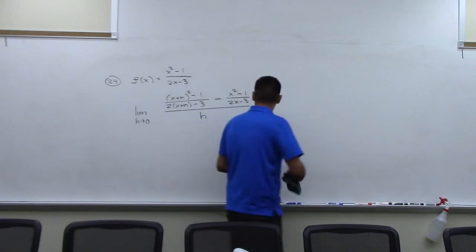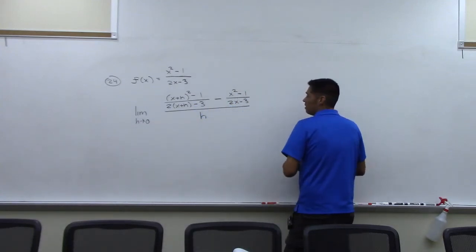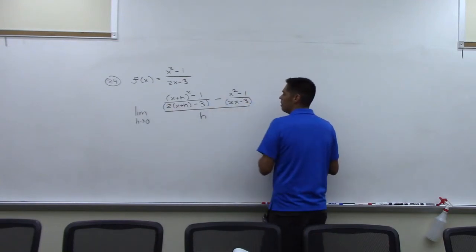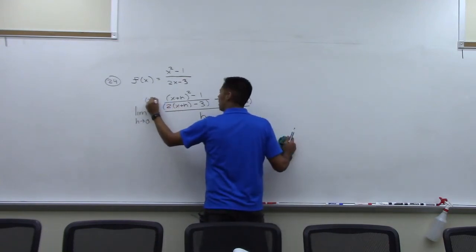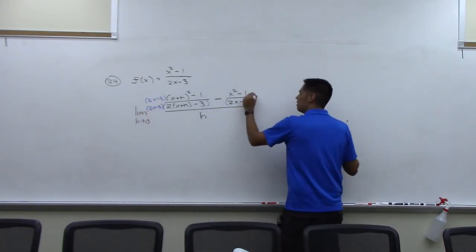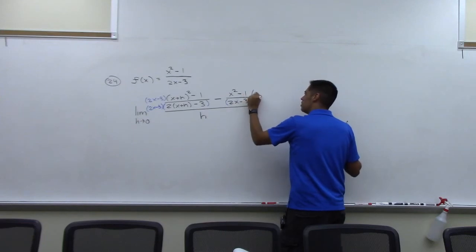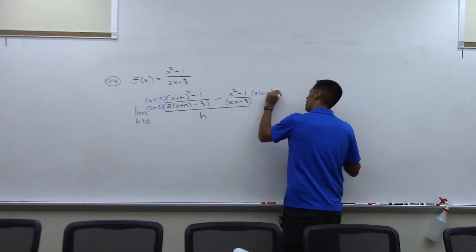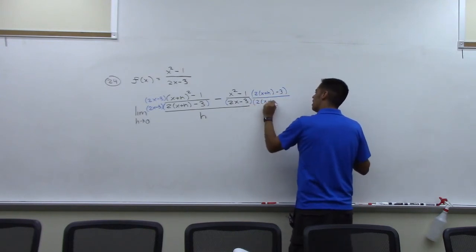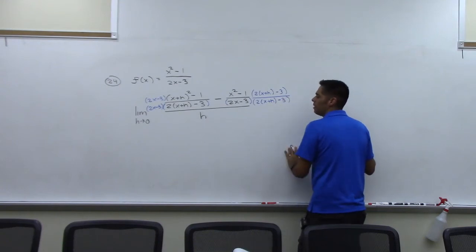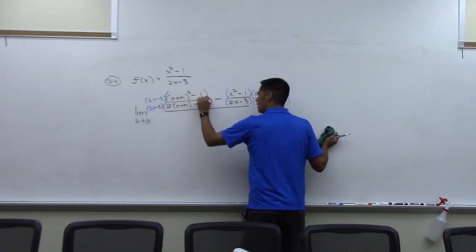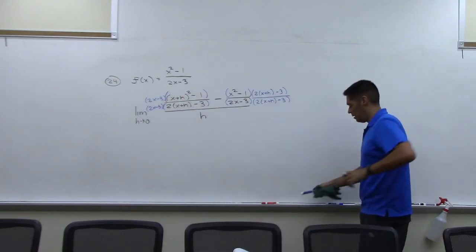All right, well, common denominator. I need this and this to appear. So let me do this one over here. I'll do 2x minus 3 here, 2x minus 3 here. Over here, this is going to be really ugly. This is going to be 2 times x plus h minus 3 over 2 times x plus h minus 3, top and bottom. And I'll be distributing through. It's going to be nasty. All right. Here it is.